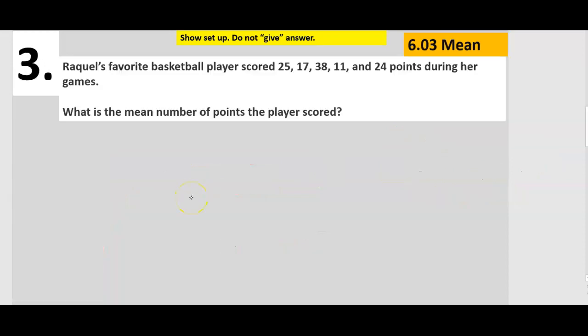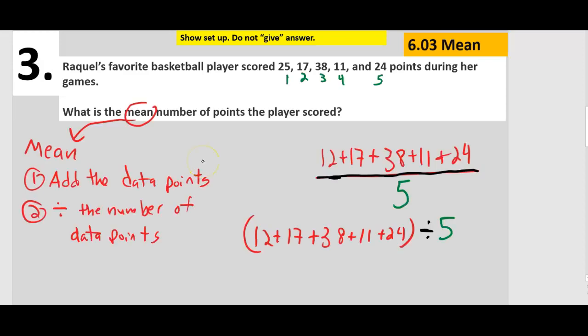Yay, we got to number 3 pretty quickly. Basketball. I love basketball. Not the best player ever in the world, but I sure enjoy playing. Same thing. What are the steps? That's right. Number 1, add the data points. Number 2, divide by the number of data points.